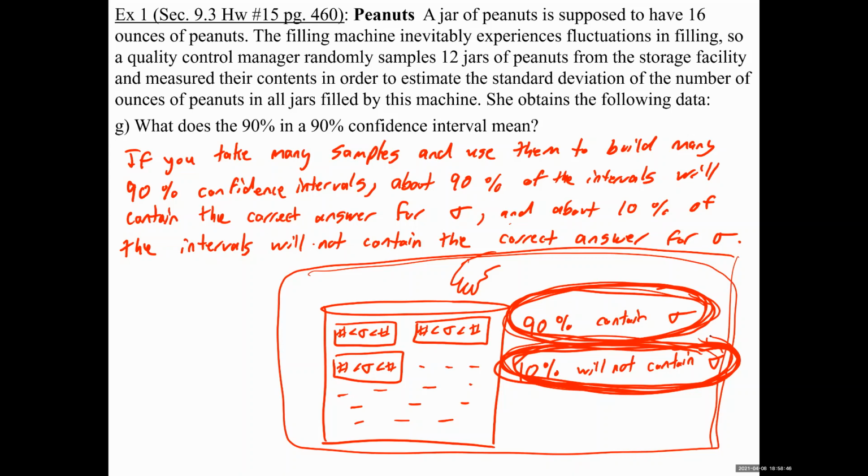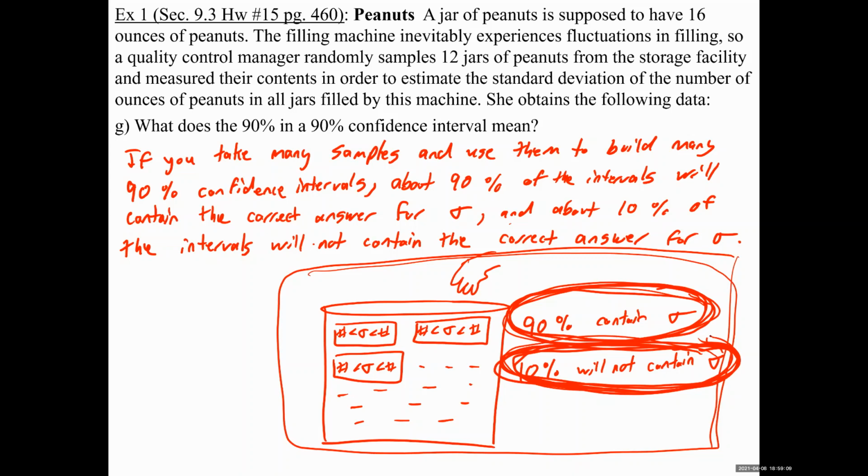And that's what happens when we have a compromise, when we're okay with not being certain that sigma is in our interval. Then there's going to be a high probability we'll end up with an interval with the right answer. It's like the high probability we'll end up selecting an interval with the right answer in it, and a low probability of ending up with an interval that doesn't have the right answer in it.